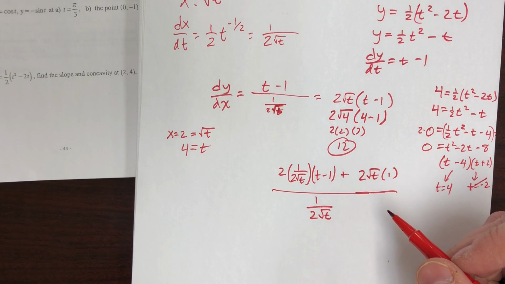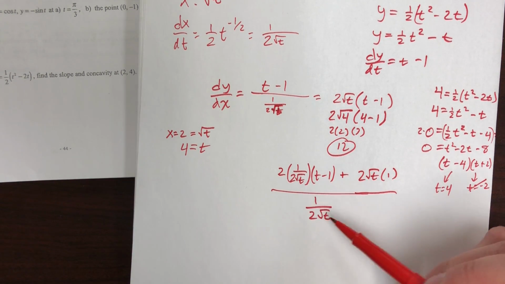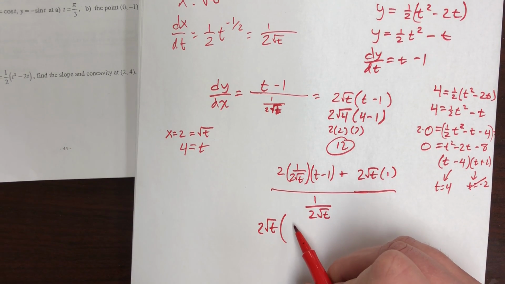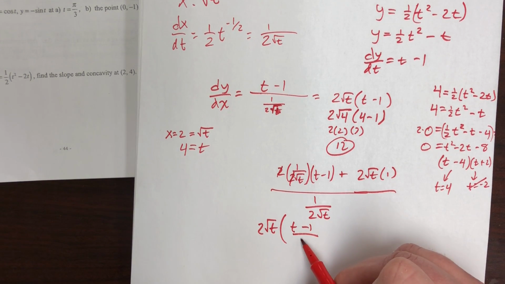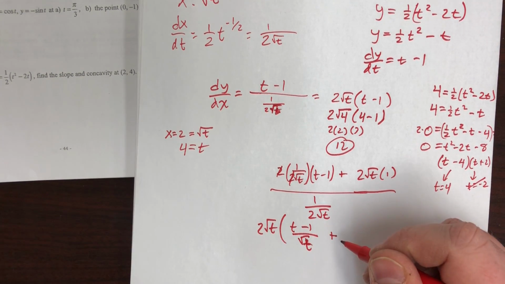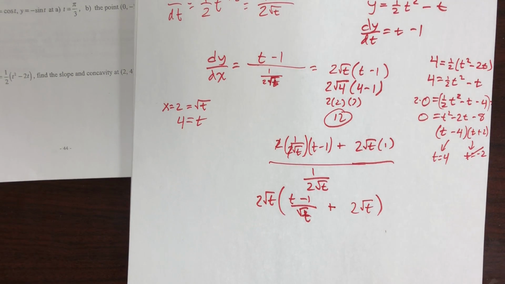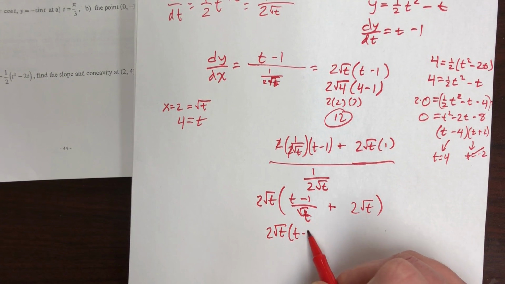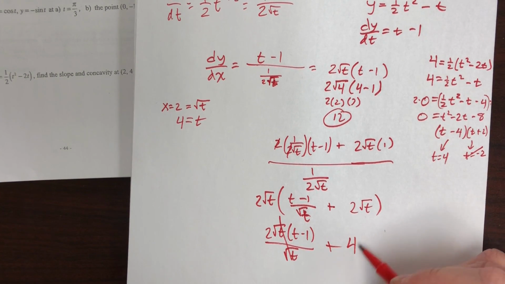So now we've got a big mess. Oh wait, but we're dividing it by this, so that means we're multiplying by the reciprocal, so 2 root t times, let's see, those 2's can cancel, t minus 1 over root t plus 2 root t. So when we distribute this, we'll have our 2 root t times t minus 1 over root t, those cancel, plus 2 root t times 2 root t, that's 4t.